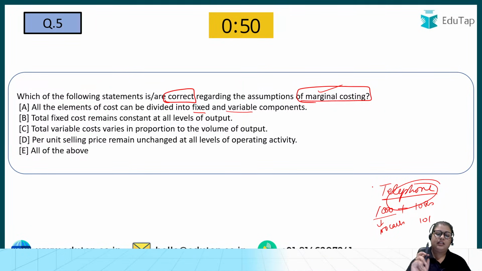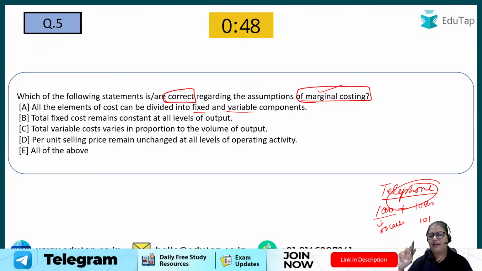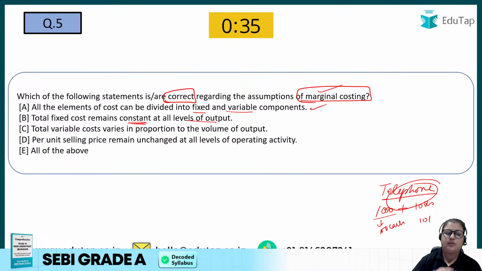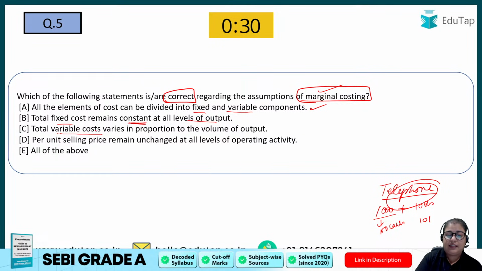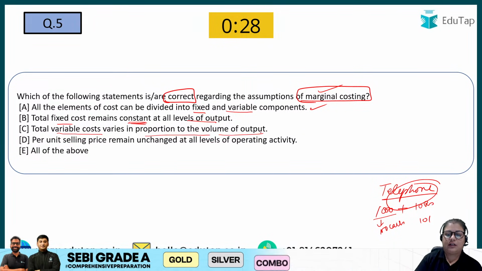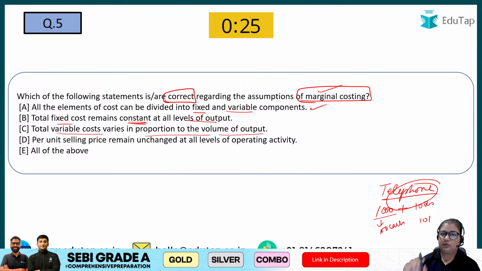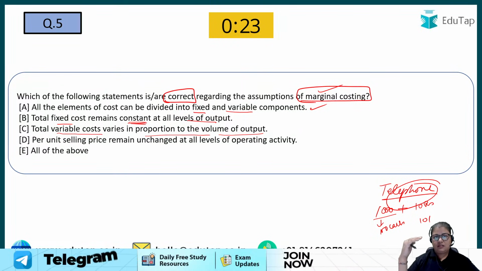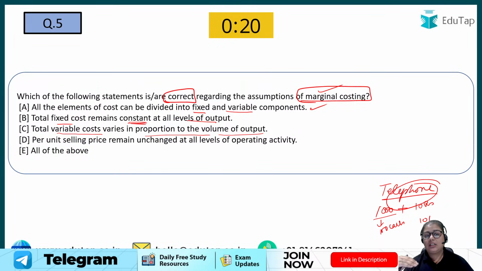But in marginal costing, they say no, we have to divide the cost between fixed and variable only. So yes, this is an assumption and this is true. This is the correct statement. Next, total fixed cost remains constant at all levels of output. Yes, we just saw in the previous example also that total fixed cost will not change. Then the total variable cost varies in proportion to the volume of output. This is true. As the volume of output increases, my total variable cost will also increase, right? And this will be in linear proportion.